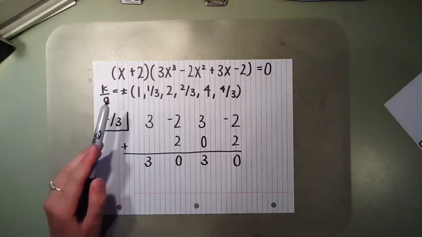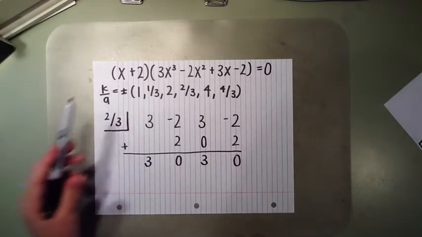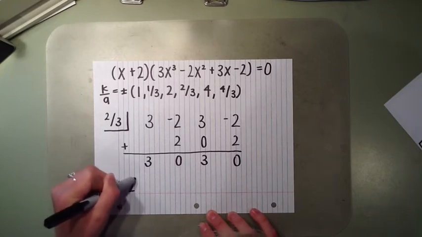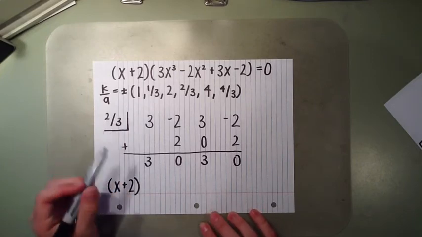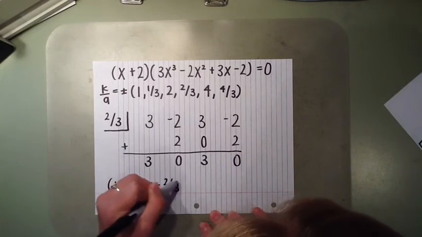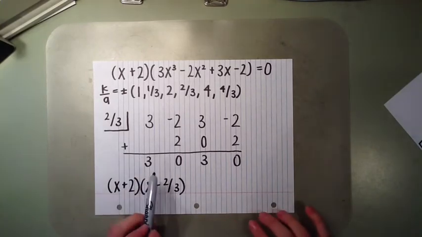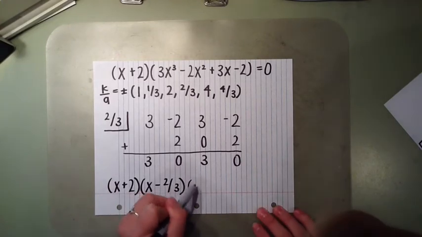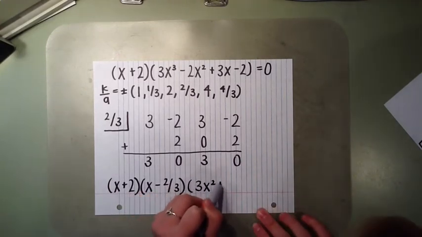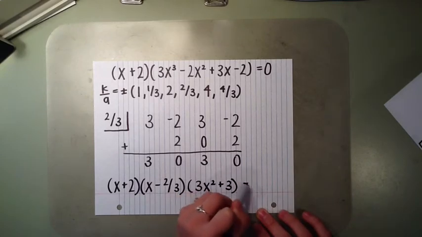And we can write our new equation, so we can add x plus 2 from the previous equation and add in x minus 2/3. And with our new equation, it would be 3x squared plus 3 is all equal to 0.